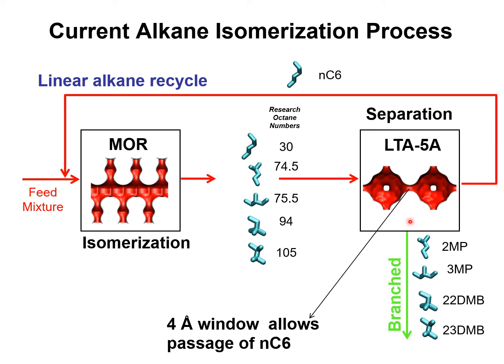The rejected components consisting of monobranched and di-branched isomers can be incorporated into the gasoline pool, and the normal hexane can be recycled back to the isomerization reactor.